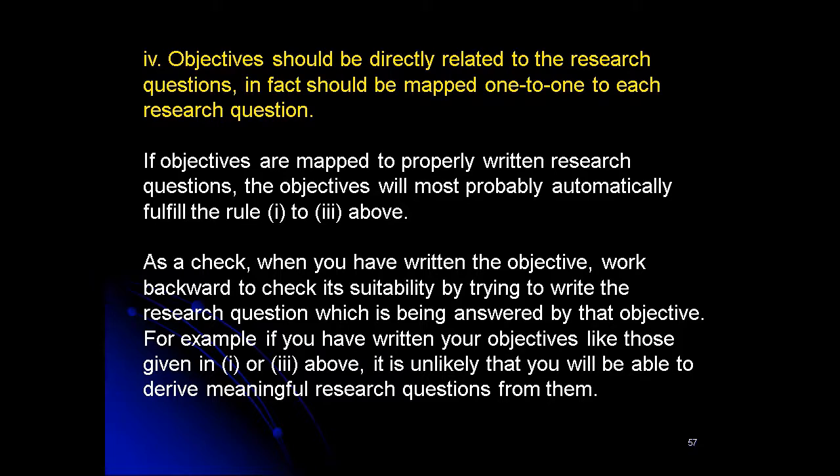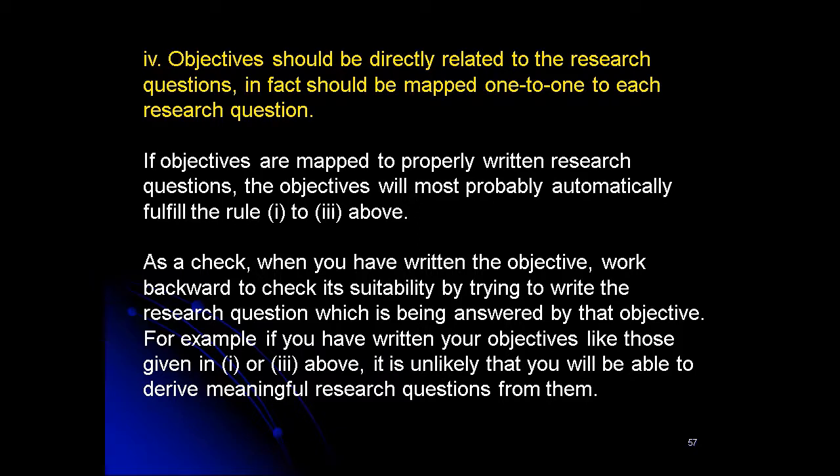For example, if you have written your objective like those given in 1 and 3 above, to carry out experiment, so what is your research question? No, what is the correct way of running experiment? No, it doesn't make sense, because carrying out experiment is not your research question. Your research question is to find what? So for example, to carry out experiment to determine something. So that to determine is actually your objective, not to carry out experiment.